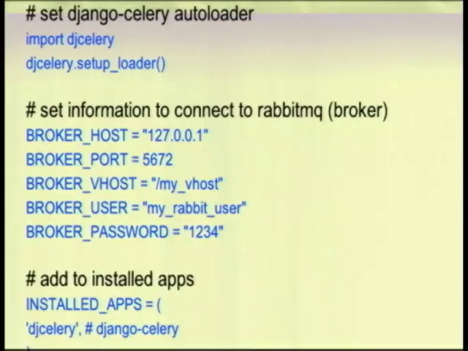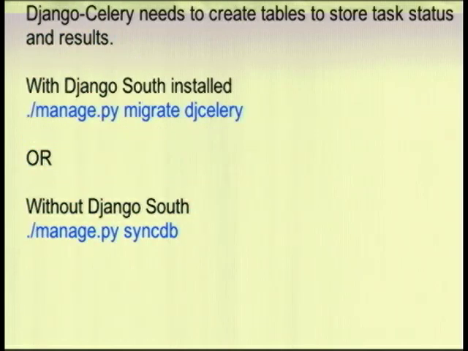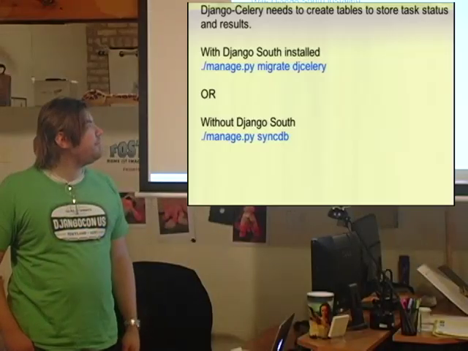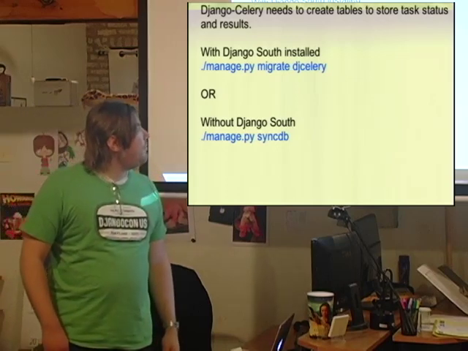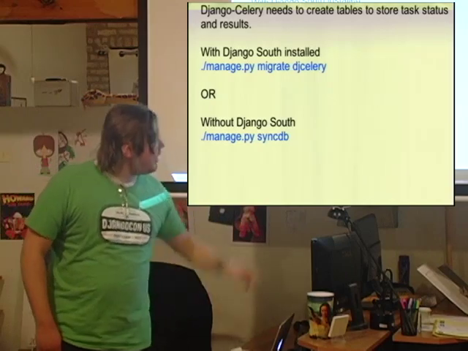The Django settings changes to settings.py is pretty straightforward. You're going to add this little autoloader snippet. You're going to set the broker connection information, which is what we set up in the previous step. And then add Django-celery to your installed apps setting. And then to migrate it, you have to create the tables for storing the results. So that's done through migrate, or if you have South, it's South enabled. So, actually, yeah, I think I switched them. Oops.